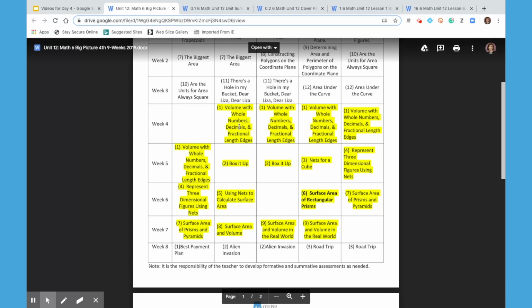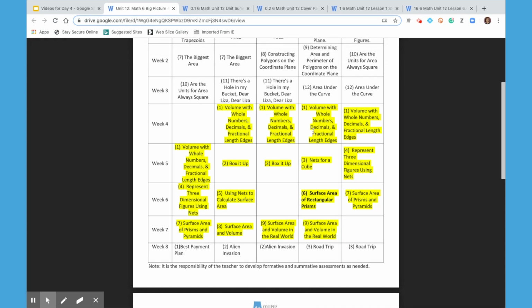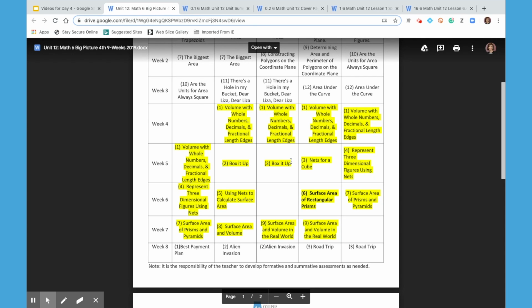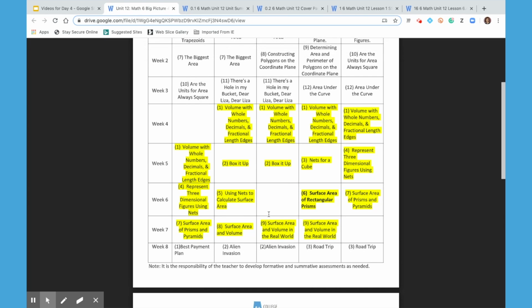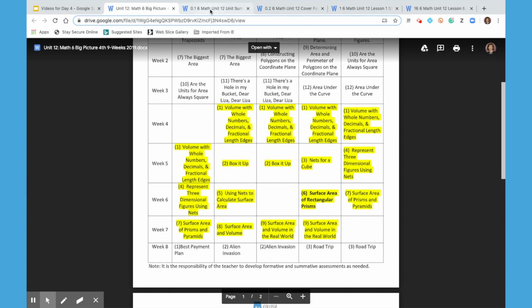So looking at this particular unit, it starts with volume, and then it continues with nets, and then using nets as surface area, then it gives a day of assessment for that. Then it goes on to, this is what we're picking up with this lesson, surface area of rectangular prisms.